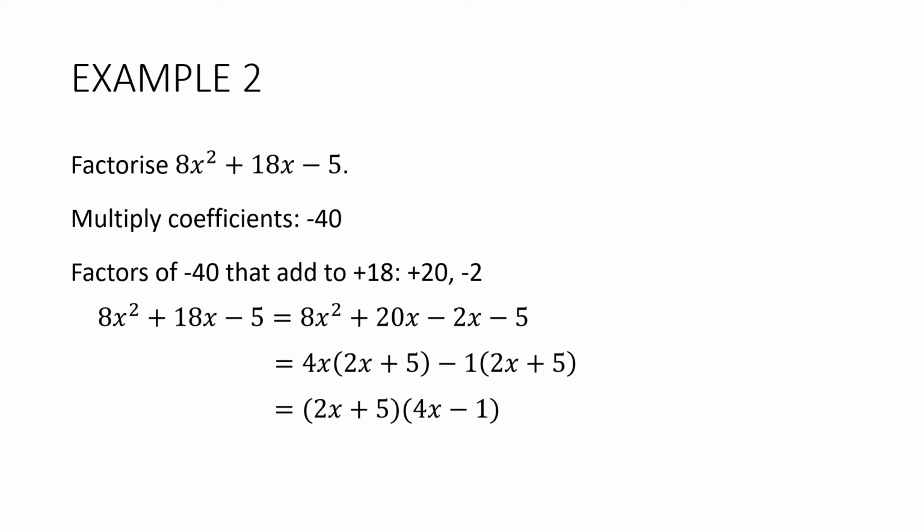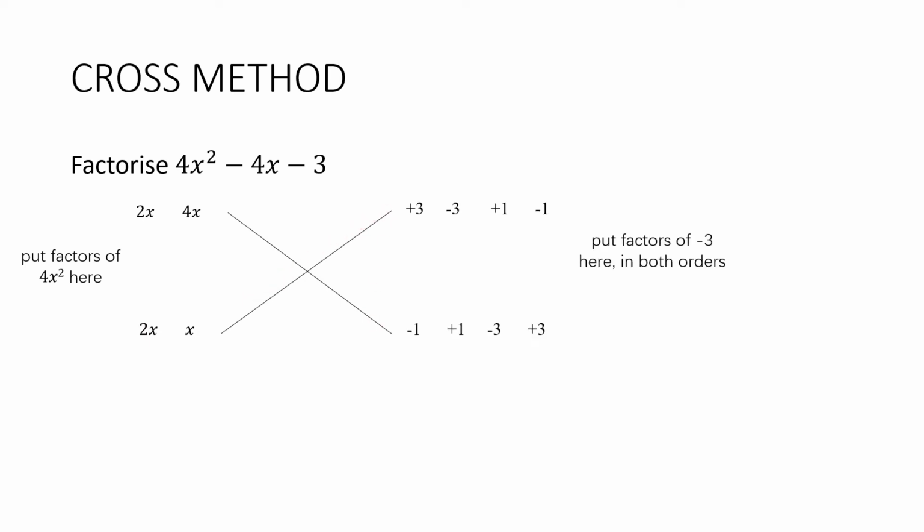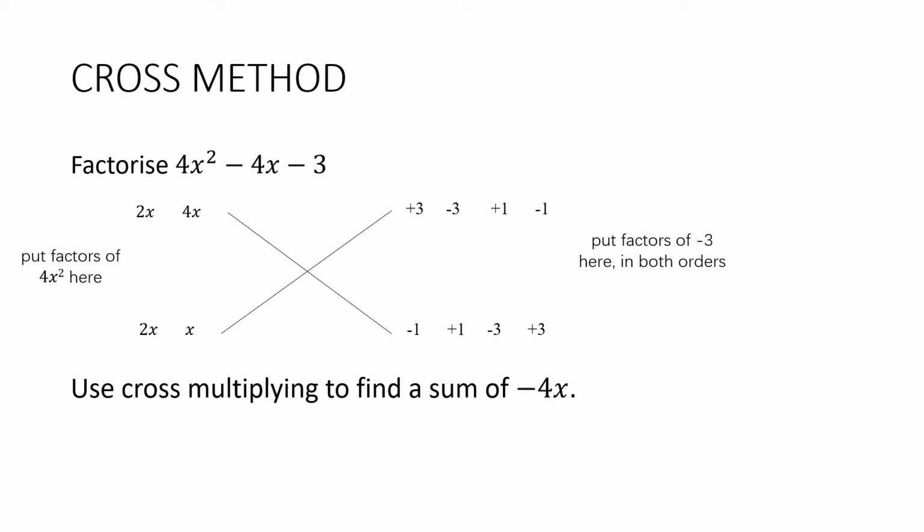Now there is a third method, the cross method, and this was the method traditionally taught. And it's particularly useful if these numbers are quite large. It's just a guess and check method. We start with a cross, and on this side we put the factors of 4x squared. So 4x and x, 2x and 2x. And on this side we put the factors of negative 3. So we've got positive 3 and negative 1, negative 3 and positive 1, and we've got to turn it upside down. Positive 1, negative 3, negative 1, positive 3. And now it's just a matter of cross multiplying to try and find a sum of negative 4x.